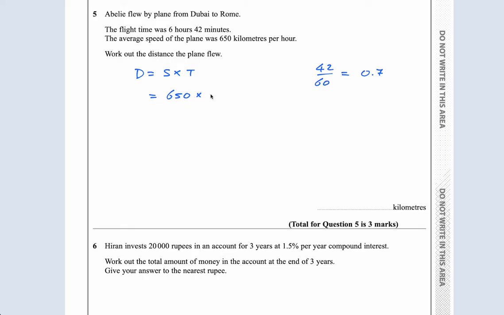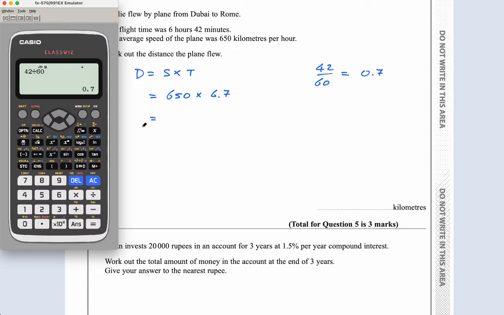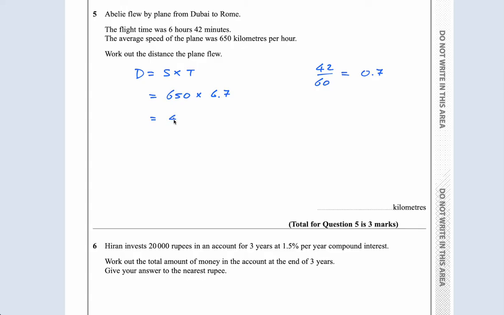So it's 650 times 6.7 because it's 6 hours and 42 minutes. And that's it. That's the hard bit done. All I need to do now is do 650 times 6.7. And I get 4355. 4355 kilometers.